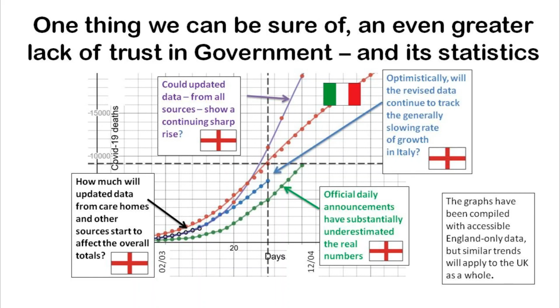We could, of course, have a situation where the updated data that starts to come in from care homes and other sources starts to substantially affect the overall totals as well. And therefore, we could yet see a sharp rise continuing with revised data overtaking and exceeding the already heavy death toll in Italy, which, of course, is what some people are already predicting. Let's see what happens in the days and weeks ahead.